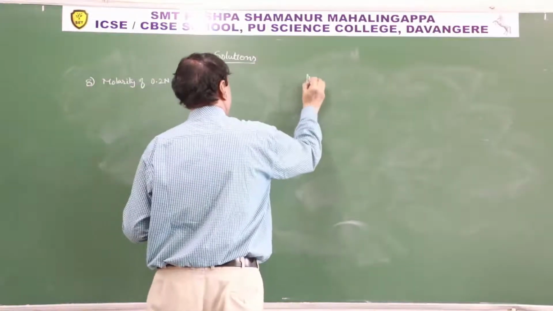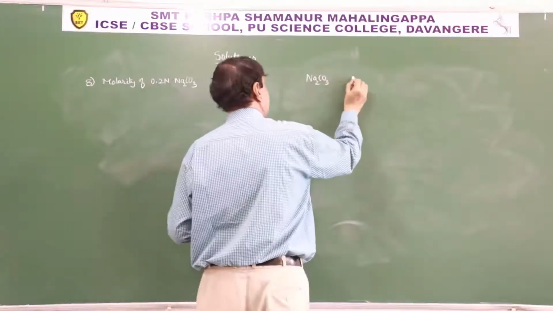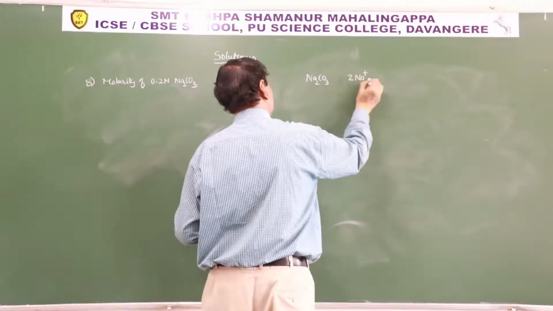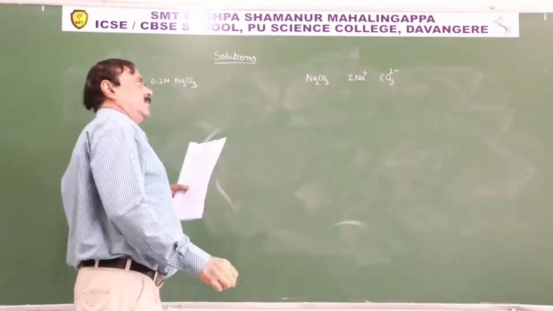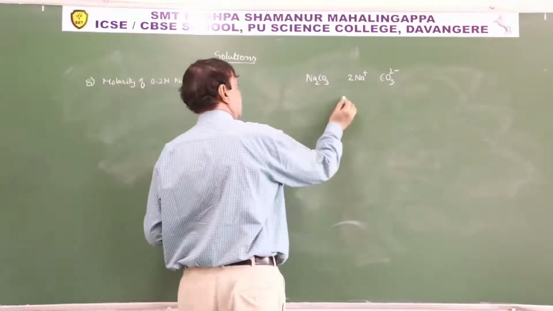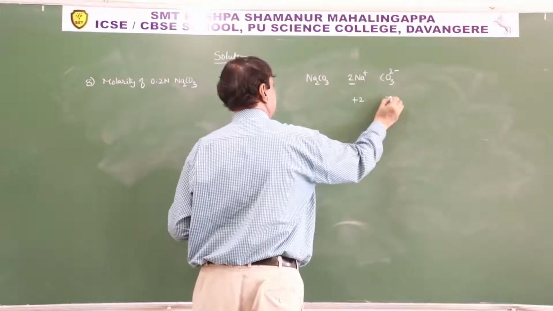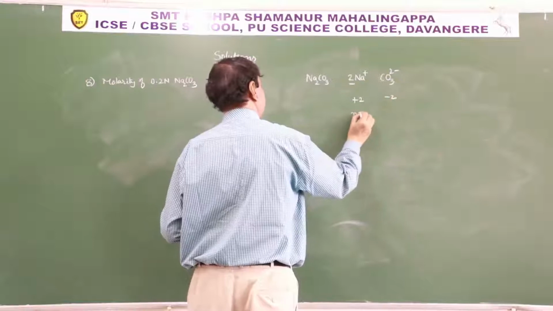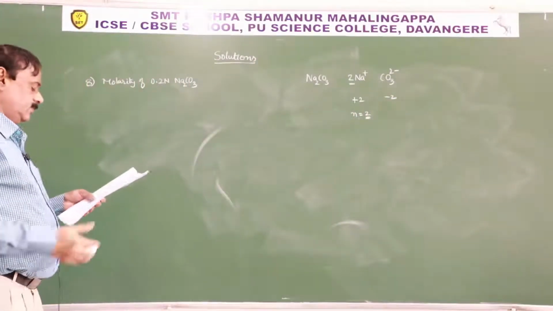Now, for sodium carbonate, we have Na plus 2 times, or CO3 2 minus. Therefore, the number of charged particles: plus 2, here minus 2. Therefore, the n factor is equal to 2.